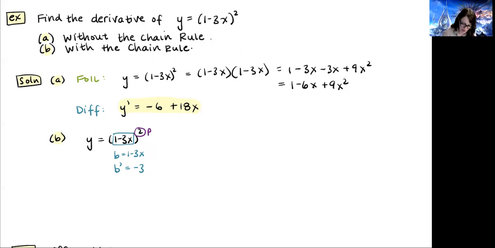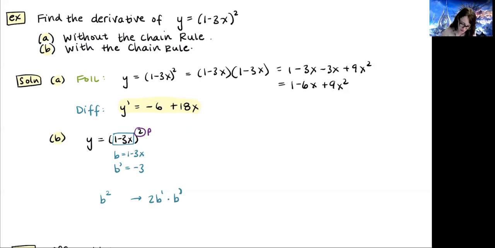If we have something raised to the second power, then to find the derivative, it'll look like 2b to the first. We subtract 1 from the power. But then we have to multiply by the derivative of the inside. So that'll be times b prime. We've got b to the first and b prime here.